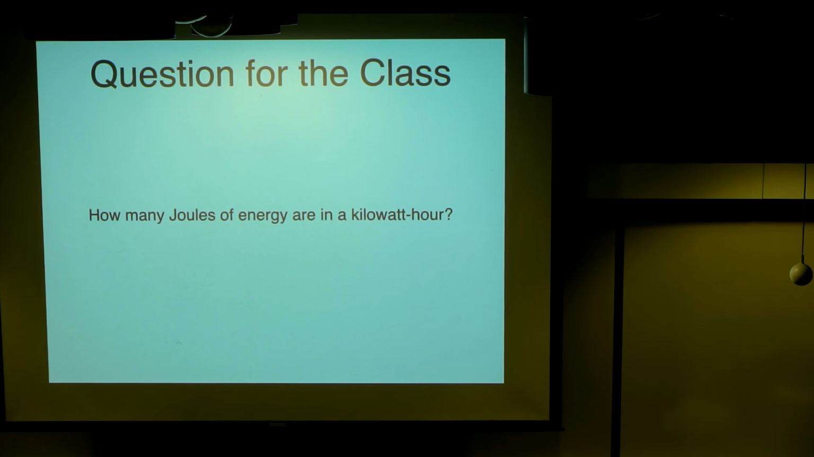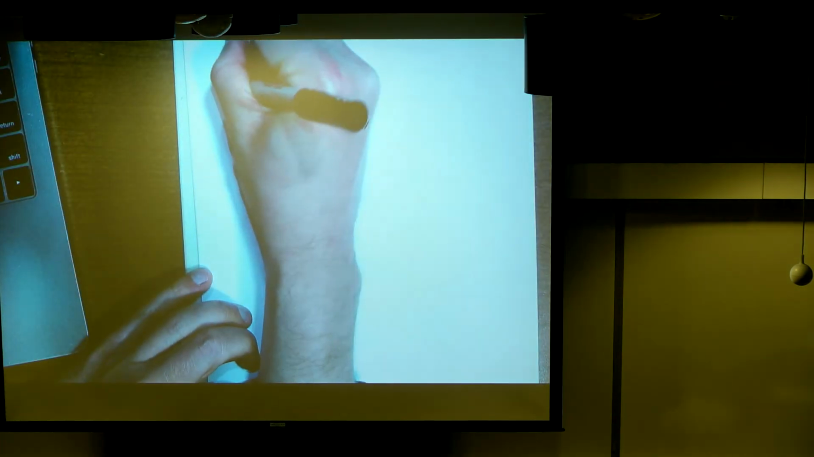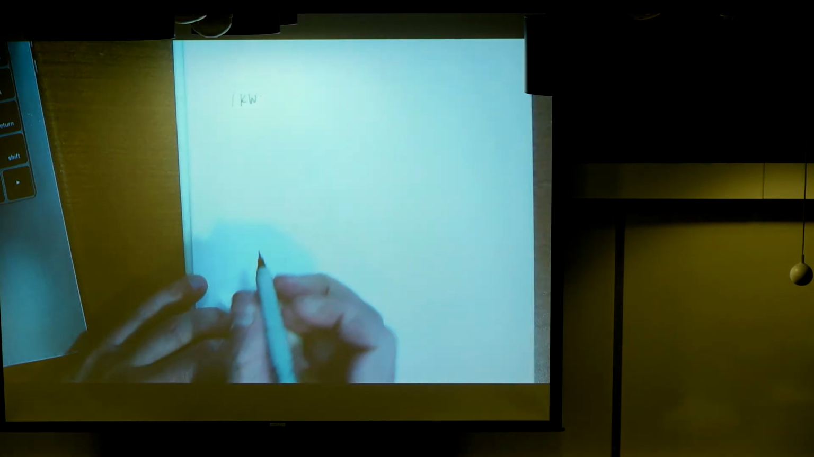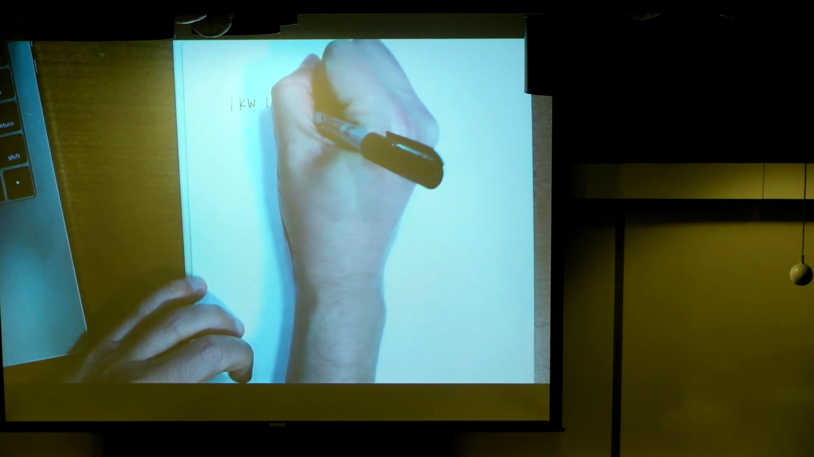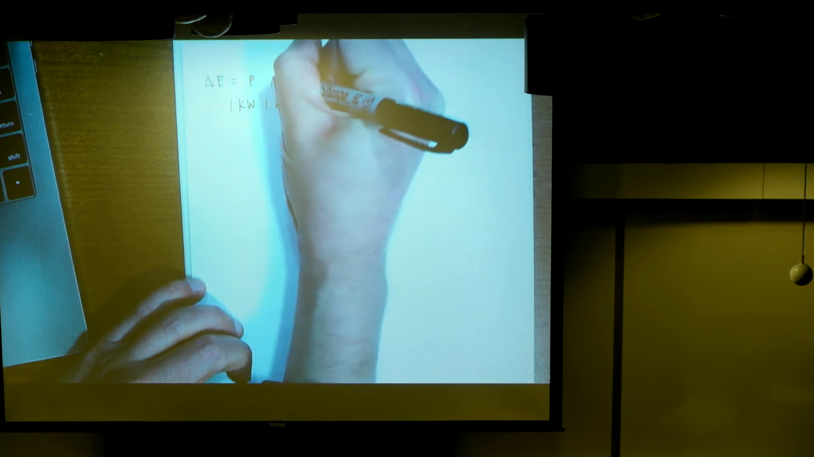Okay, so I see some of you have this already. How many joules in a kilowatt hour? 3 times 10 to the 6. Yeah, 3.6 times 10 to the 6, actually. But yeah, I think that's what you meant. So how do we do this unit conversion? Well, remember, a kilowatt hour is literally a kilowatt multiplied by 1 hour. As this follows, delta E equals P delta t. Okay?